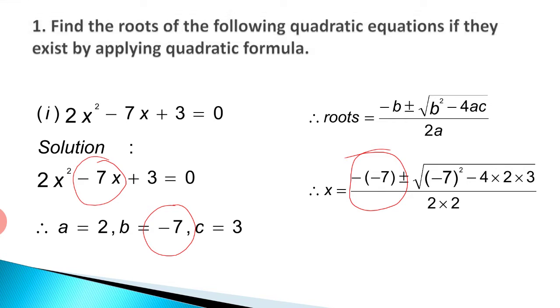Now calculate it. So you will get x is equal to 7 plus minus 7 square is plus 49 minus 4 into 2, 8 into 3, 24, so minus 24 upon 4. Now 49 minus 24 will be 25, and square root of 25 will be 5. So you will get x is equal to 7 plus minus under root 25 upon 4, that is 7 plus minus 5 upon 4.